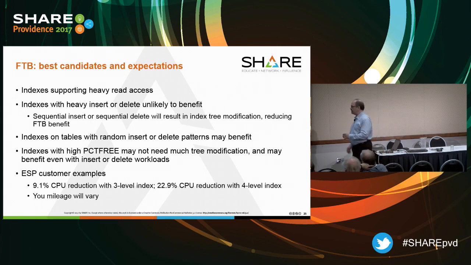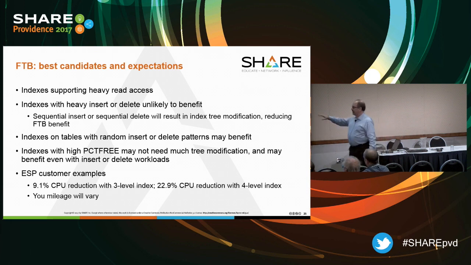Now, our ESP customers got a 9% reduction even on a 3-level index. So 3-level index means you avoid the get page for the root and 1 non-leaf page. So that's avoiding 2 get pages, and they still got a 9% CPU benefit on their workload, right? And then another example with a 4-level index got up to 20. Pretty sure that's a 5-level index. Again, I have problems with my keyboard. I type 5, it puts up a 4.